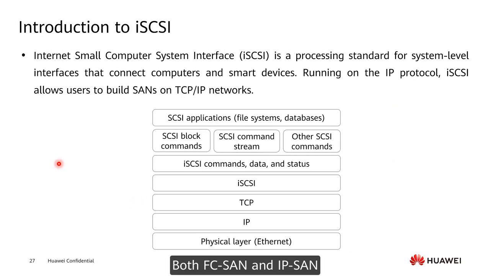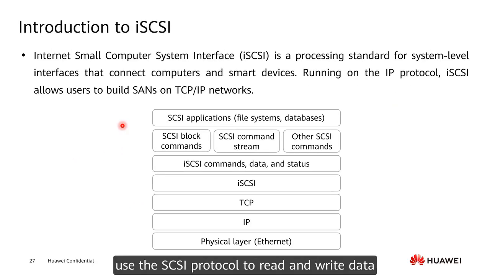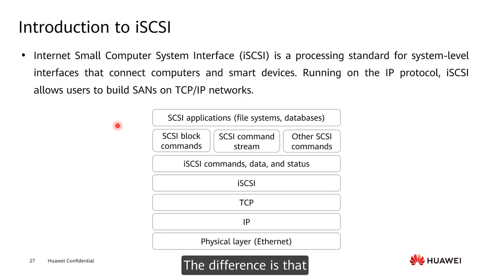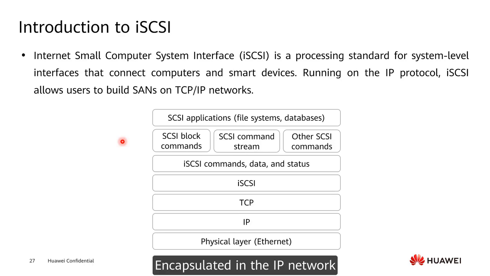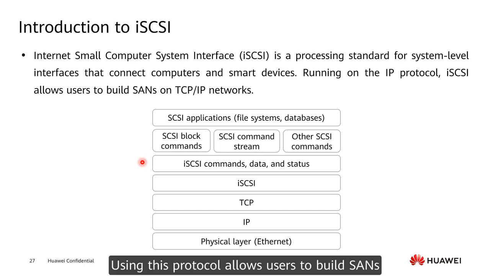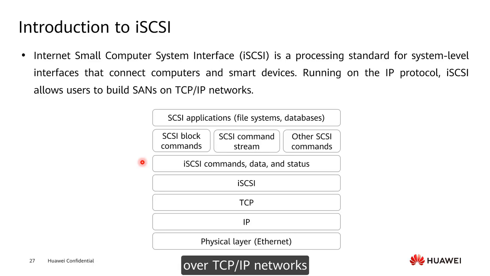Both FC-SAN and IP-SAN use the SCSI protocol to read and write data. The difference is that FC-SAN encapsulates the SCSI protocol in the FC protocol, while IP-SAN encapsulates the SCSI protocol in the IP network, which is called iSCSI. Using this protocol allows users to build SANs over TCP/IP networks.